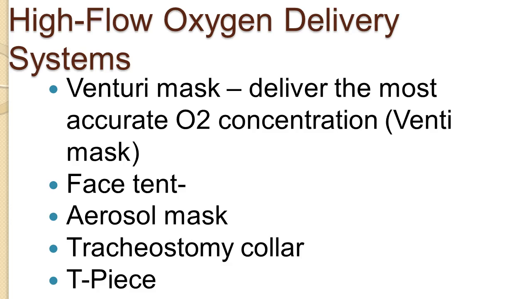And then your face tent is a tent that fits over the chin. The top goes halfway across the face, and this might be somebody who has had some kind of facial trauma, maybe a burn victim. Obviously you can't put a mask on their face, but that would be the type of oxygen therapy we would give to that patient. Aerosol mask, high humidity after intubation, maybe somebody that has a lot of thick secretions. And then we'll talk about tracheostomy collar in just a few minutes.